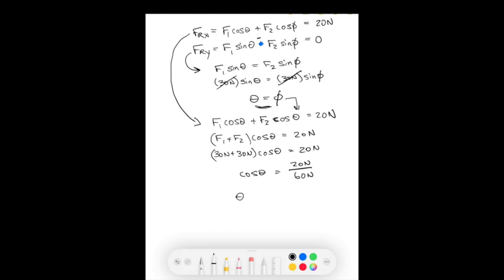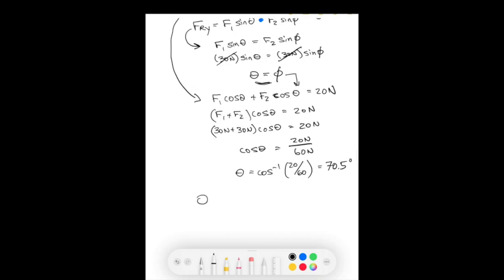At this point, we just solve for theta. Theta is equal to the inverse cosine of 20 over 60. When we do that, we find that the answer is 70.5 degrees. So our final answer is theta equals phi, which equals 70.5 degrees, and this is the answer that we were looking for.